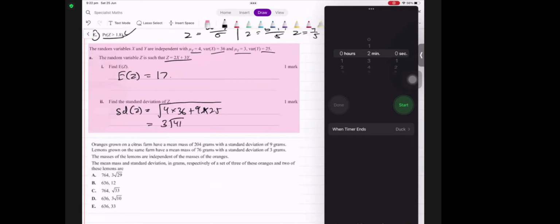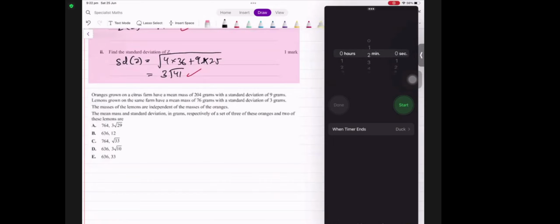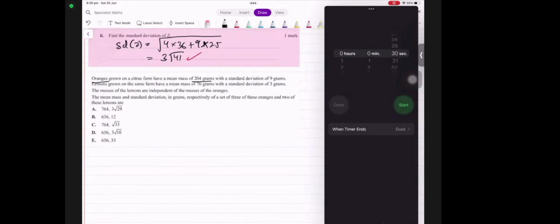Okay, let's quickly check that. Yeah, so you're going to get 17 and 3 root 41. That was really straightforward. I just realized I didn't even give you the question to do it. Sorry, that's my bad. I'll give you the last one to do, about a minute and 20. I decided to do the pink one because it was pretty simple, but I'll just give you this one to do.